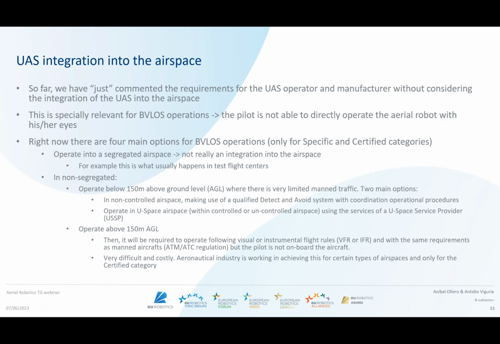For non-segregated airspace, we have the option to operate below 150 meters above ground, where there is very limited traffic. There we have 2 main options. One is in non-controlled airspace, where we can make use of a qualified detect and avoid system with coordinated operational procedures. We also have the option to operate in U-space airspace, which we can comment on a little bit later.